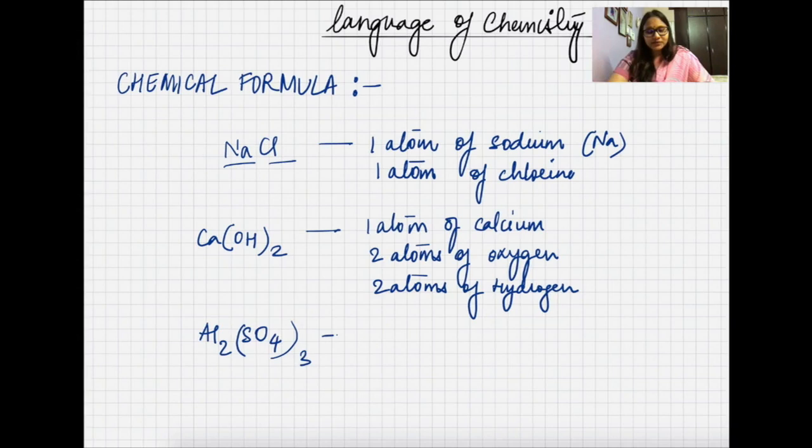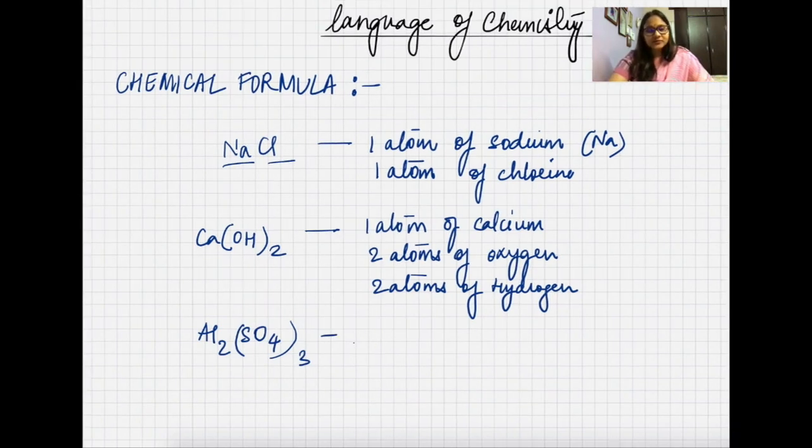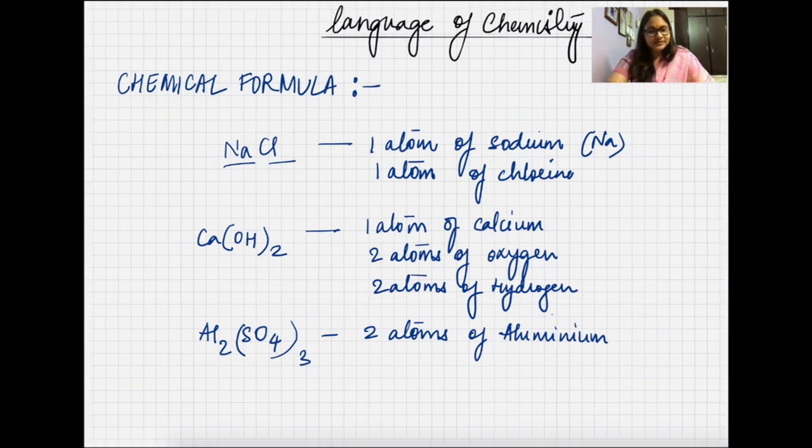We'll take the example of aluminium sulfate. Now aluminium sulfate has the formula Al2(SO4)3. Al2 means 2 atoms of aluminium, and SO4 is written inside the bracket, and outside the bracket at the base you can see the number 3, right? That means that this group of atoms SO4 is a radical called sulfate. So sulfate is taken 3 times.